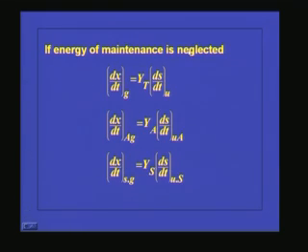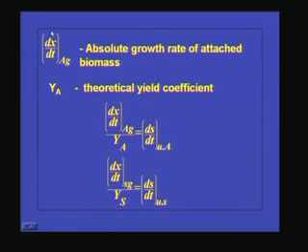And if energy of maintenance is neglected, so we are assuming that no energy is used for the maintenance, then we can write dx by dt, that means the rate of change in biomass concentration, is equal to Y into ds by dt U, that means yield coefficient into rate of change of substrate concentration. So we can find out the rate of change of biomass in the attached growth system and the rate of change of biomass in the suspended growth system: Ya into ds by dt Ua and Ys into ds by dt Us. And we have seen dx by dt is the absolute growth rate of attached biomass and Ya is the theoretical yield coefficient.